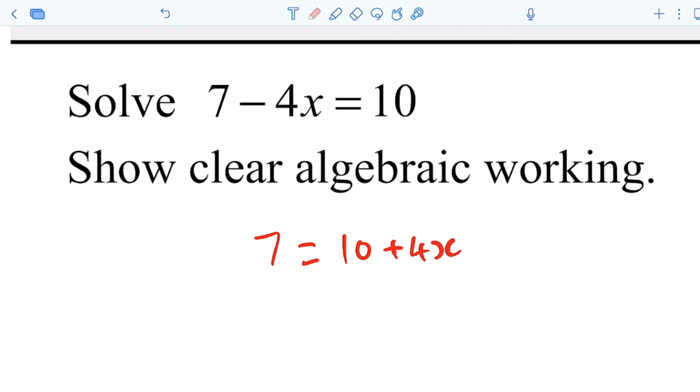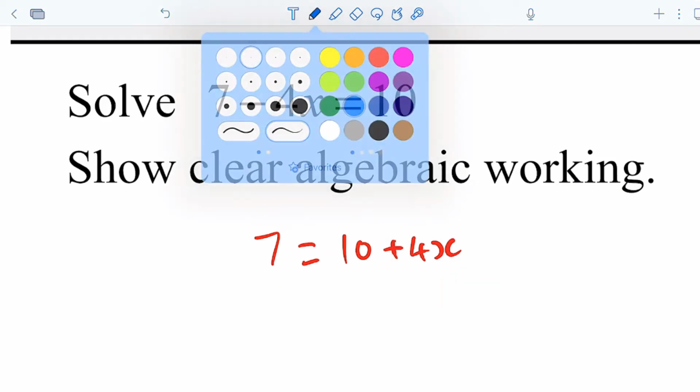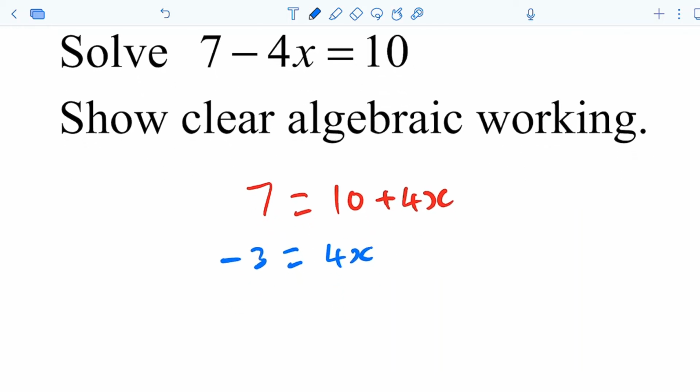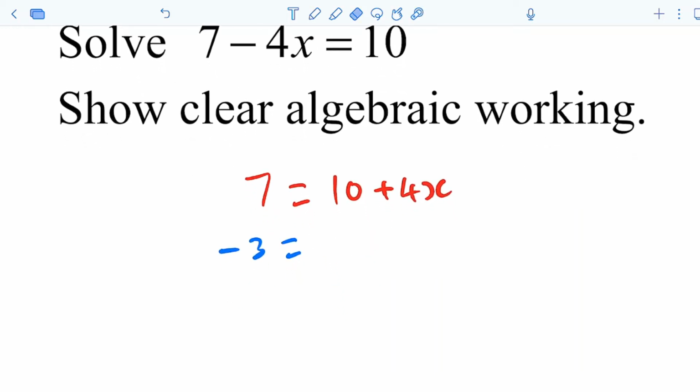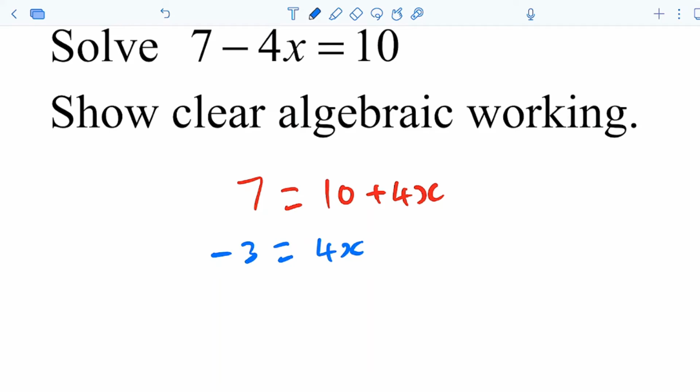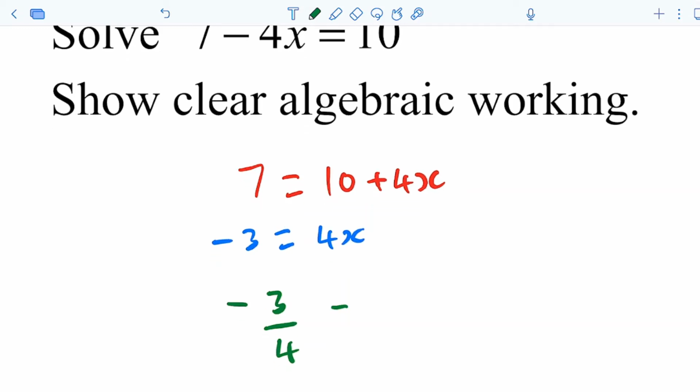Okay, the next step is to get the x term, 4x, to be on its own on one side of the equation. So we do this by taking 10 away from both sides. Doing so, we get minus 3 is equal to 4x. And the final step is to get the x to be on its own. So to get the x on its own, we need to divide both sides of the equation by 4. And we are left with negative 3 over 4, -3/4, is equal to x.